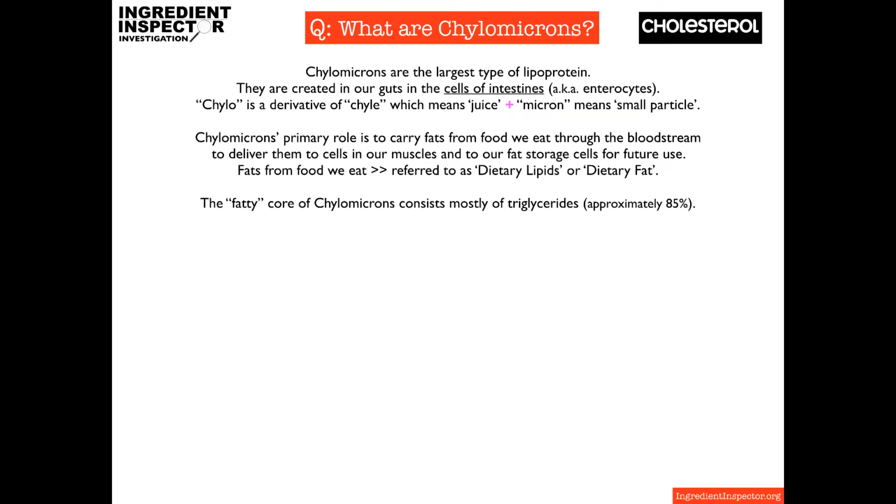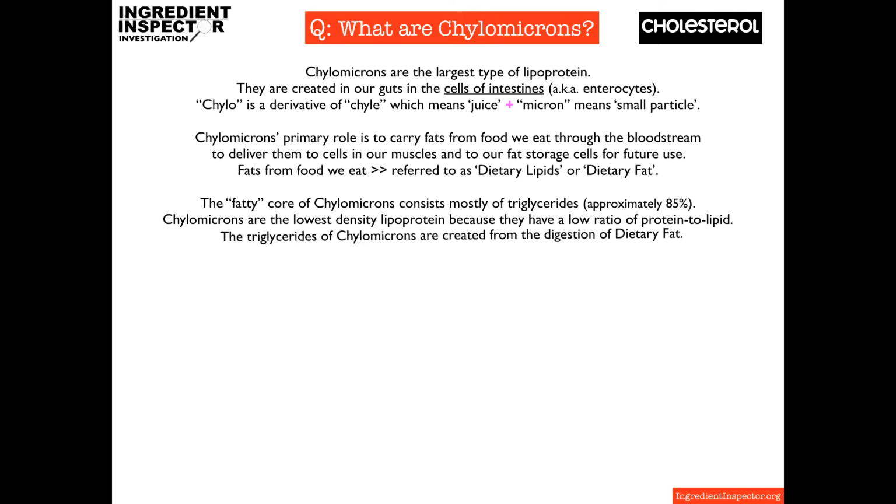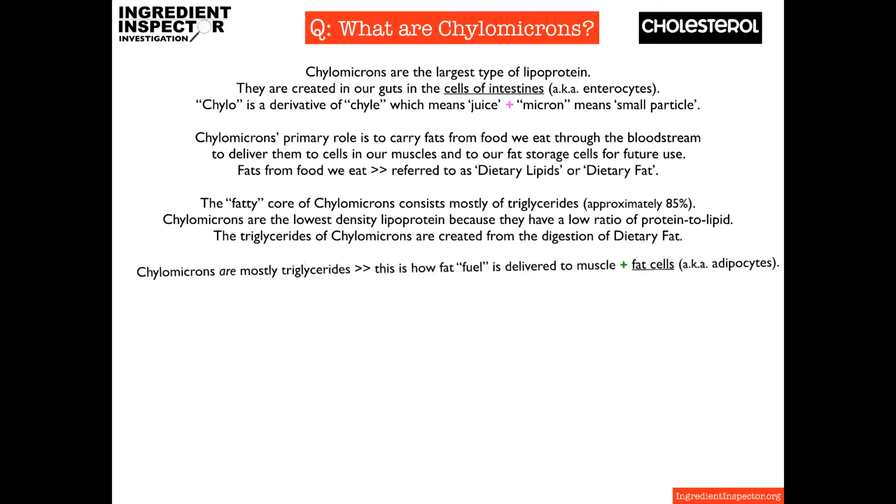The fatty core of chylomicrons consists mostly of triglycerides, approximately 85%. Chylomicrons are the lowest density lipoprotein because they have a low ratio of protein to lipid. The triglycerides of chylomicrons are created from the digestion of dietary fat. Chylomicrons are mostly triglycerides because this is how fat fuel is delivered to muscles and fat cells, which are also known as adipocytes.